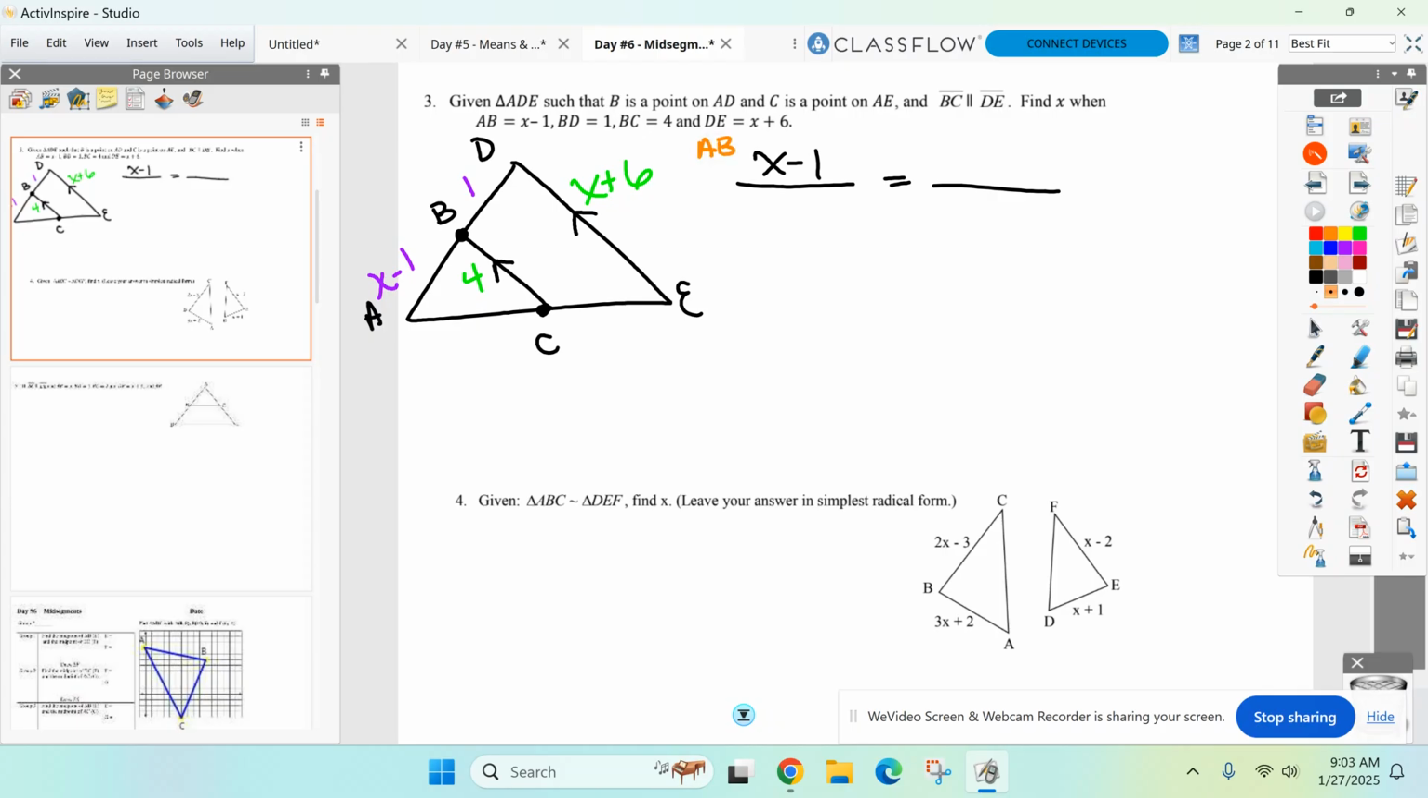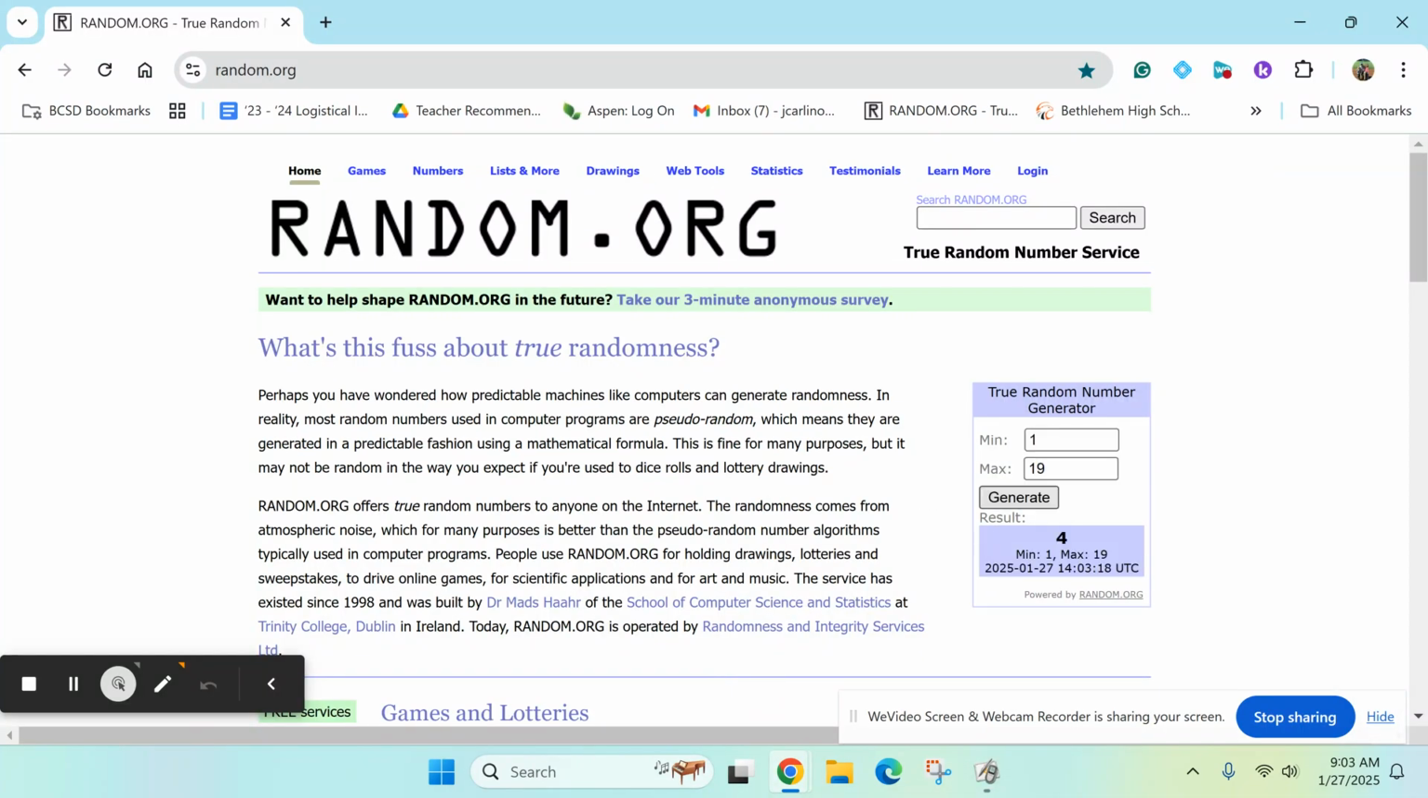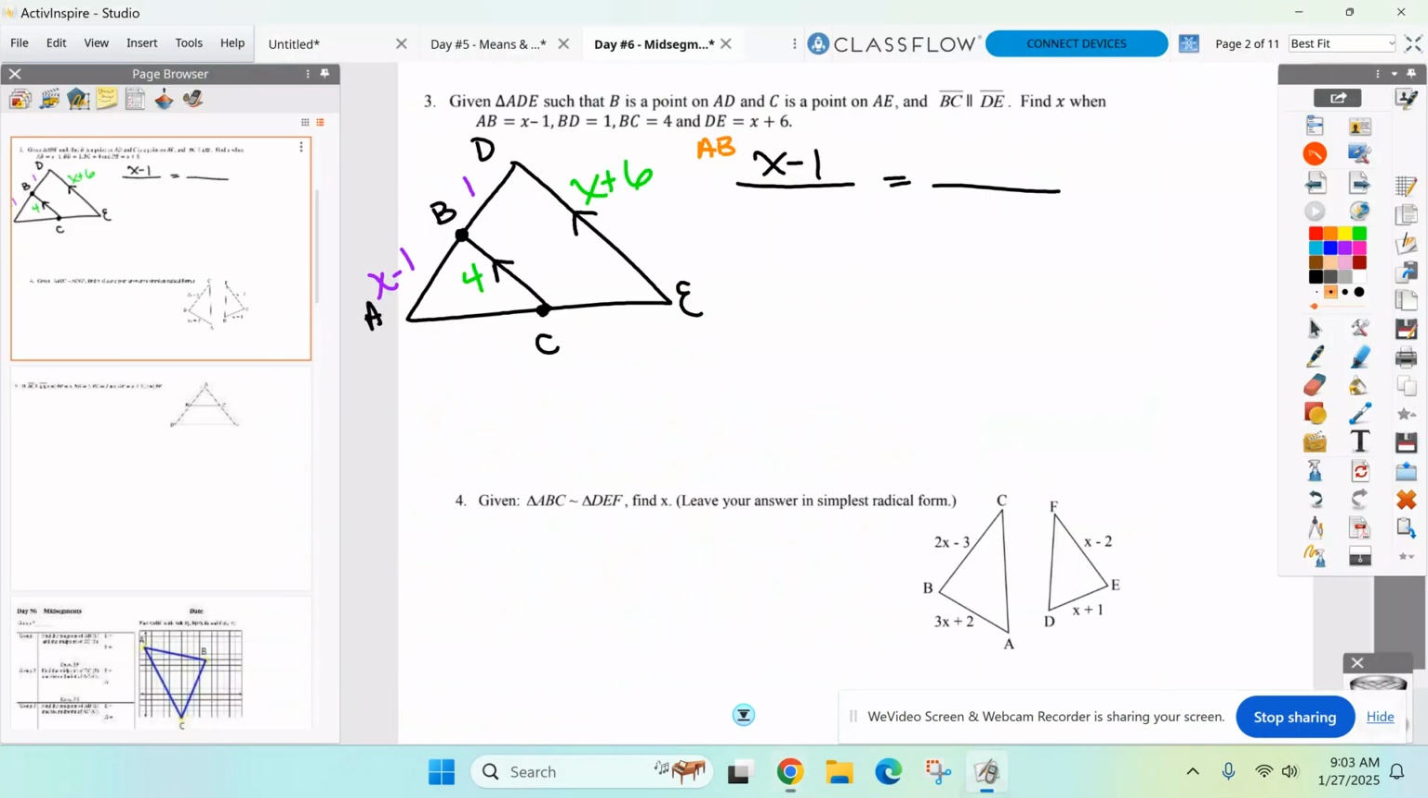So now all I want to know is name the side in the bigger triangle that matches up with AB. AB matches up with what in the big triangle? Just give me the name of it. Jackson, AB and? AD. All right. Now I know I need to put side AD there. How long is side AD? Well, part of it's x minus 1 and part of it's 1. Combine those and how long is side AD?